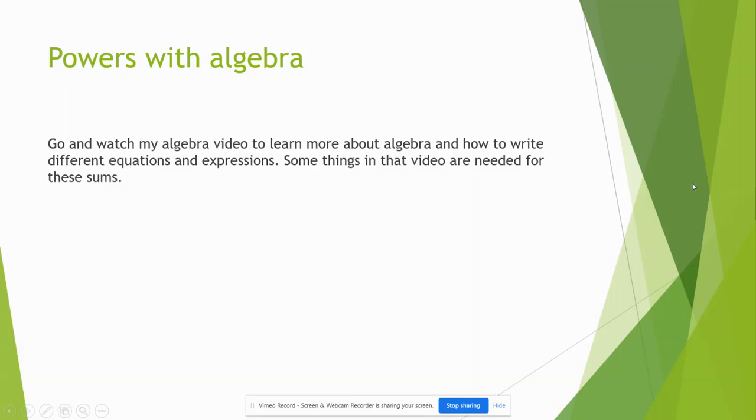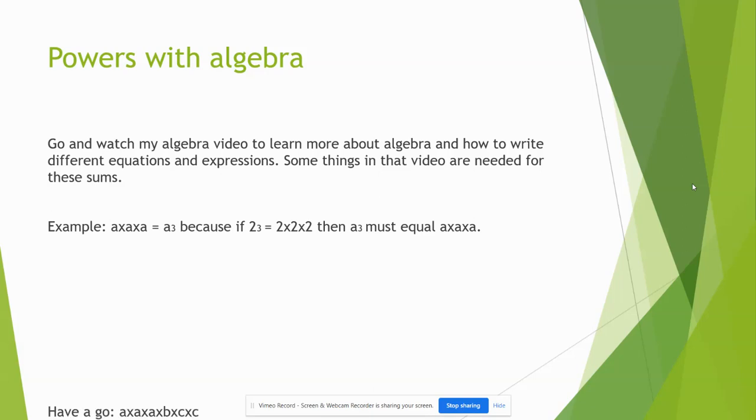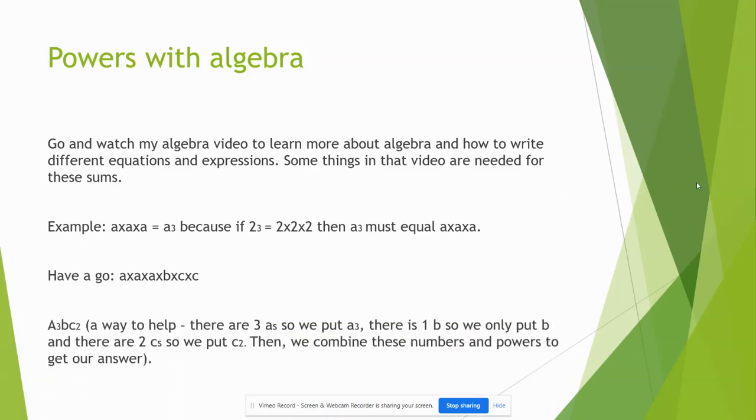Now, our first example is a times a times a, which is a cubed. Because if 2 cubed equals 2 times 2 times 2, then a cubed must equal a times a times a. You have a go: a times a times a times b times c times c. It is a cubed b c squared.